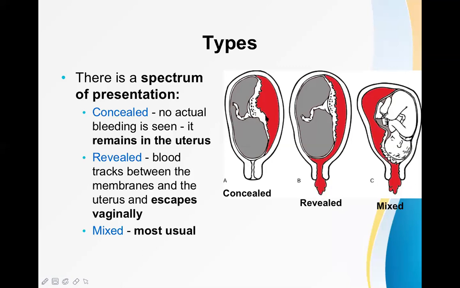Now, concealed means hidden. See there, this blood clot is collected behind the placenta, but it has not come out from the vagina. That's why it is concealed. Revealed means it is dissecting the layer and then coming out of the vagina. So revealed means it is overt or obvious type of bleeding. And third is a mix. There is a big clot as well as some of the blood is coming out. So same thing is written here.